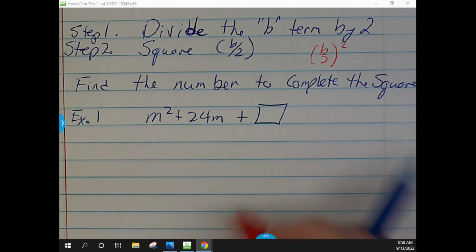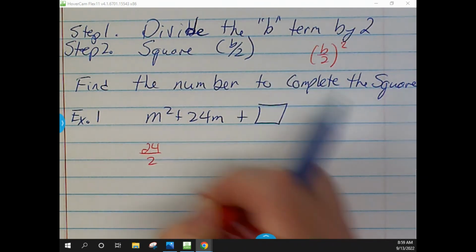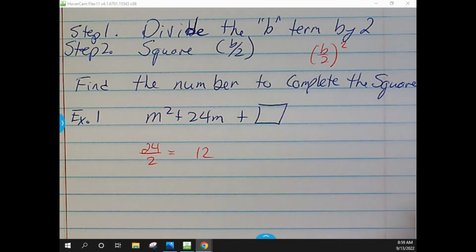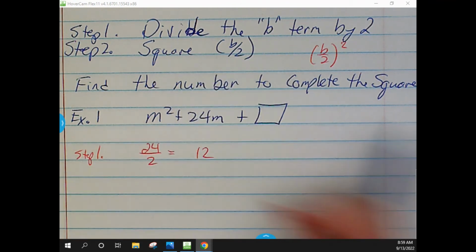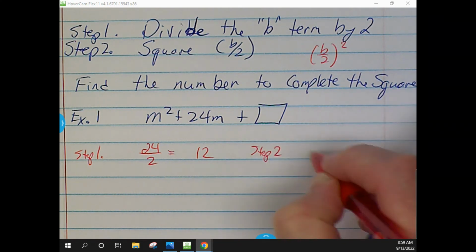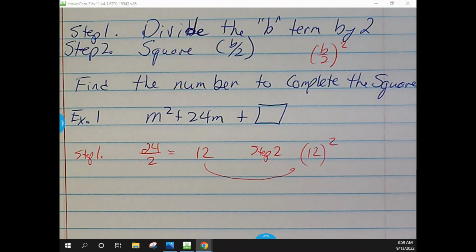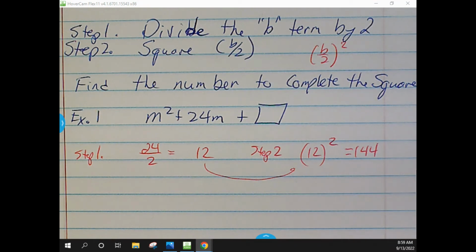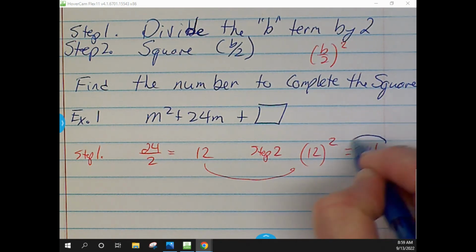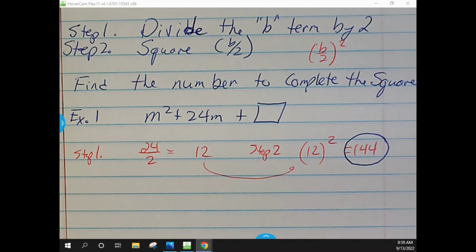All right, the B term is 24, so it's just 24 divided by 2, which is 12. And then your second step is you take that answer and you square it. Okay, so they ask you to find the number that will complete the square. There you go, just 144.